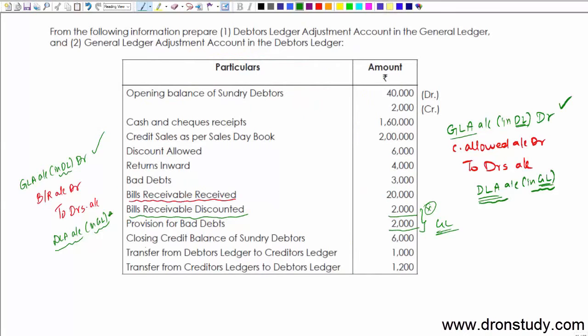Then we have the closing credit balance of sundry debtors, and that is 6,000. We know the sundry debtors opening balance will be debit. The closing balance ideally should also be a debit balance, but here we have a closing credit balance of sundry debtors. It means this 6,000 will be the opening credit balance, so this balance will appear on the debit side.